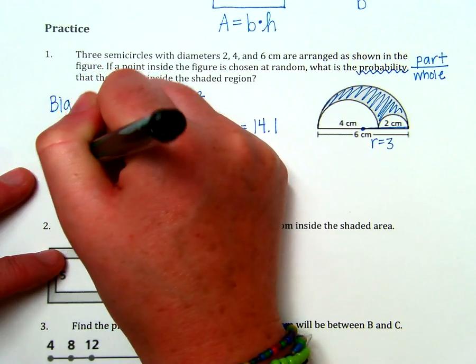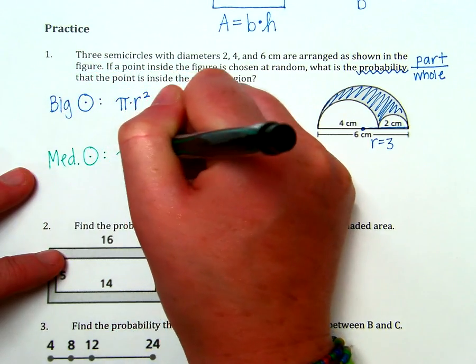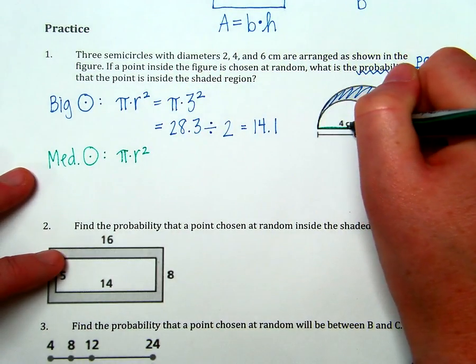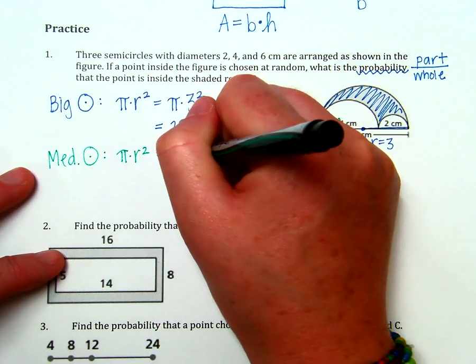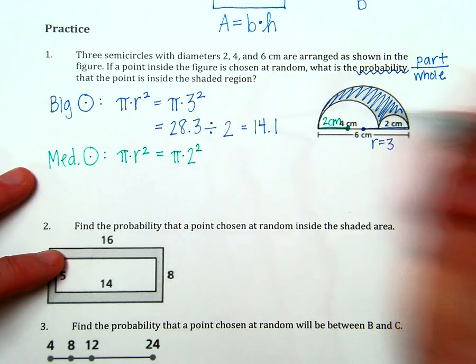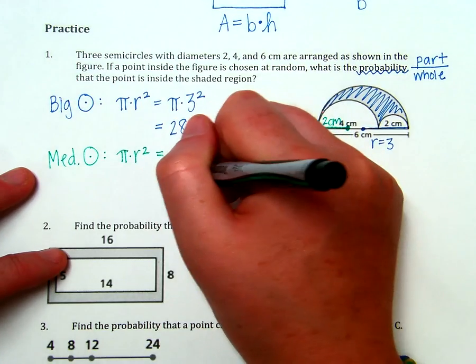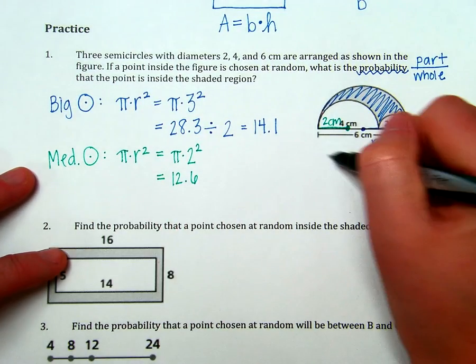So if I look at just the medium circle right now, it's still a circle. We still use pi times radius squared, but the radius of this medium one, halfway across here, would be 2 centimeters. So in my calculator, I'm going to end up doing pi times 2 squared. When you type pi times 2 squared in, you should get about 12.6. But again, that would be if that medium circle was an entire circle.